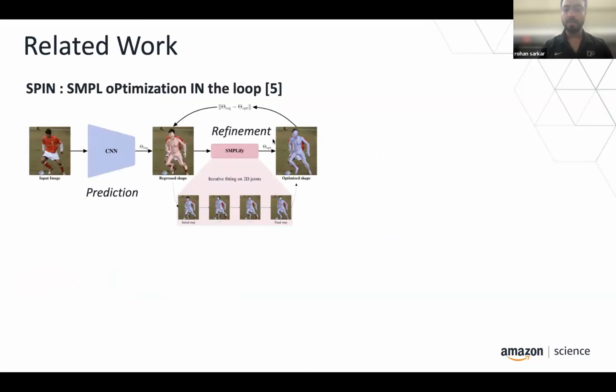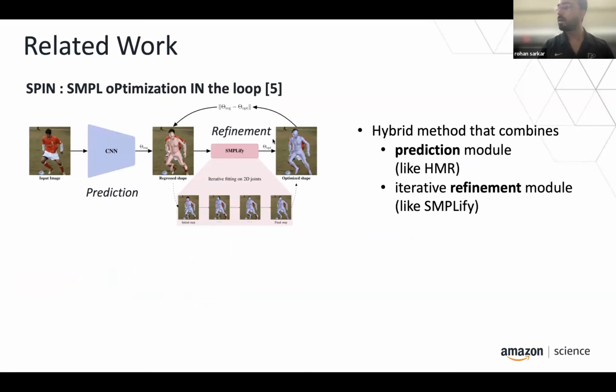SPIN is a hybrid approach that combines the two types of approaches. It combines a prediction module and a refinement module. The prediction module is something like HMR, and the iterative refinement module is something like SMPLify. It's trained in two stages.